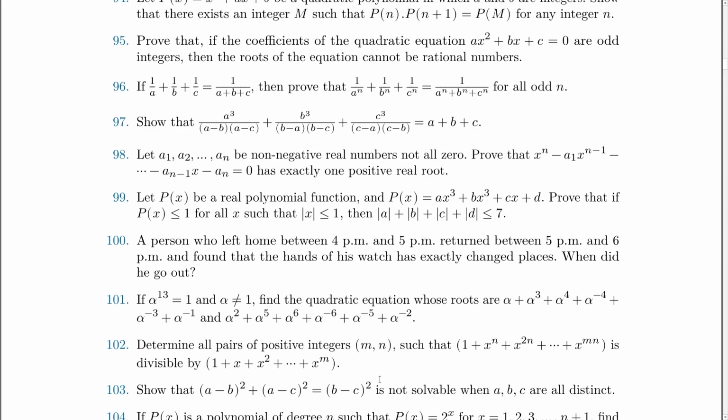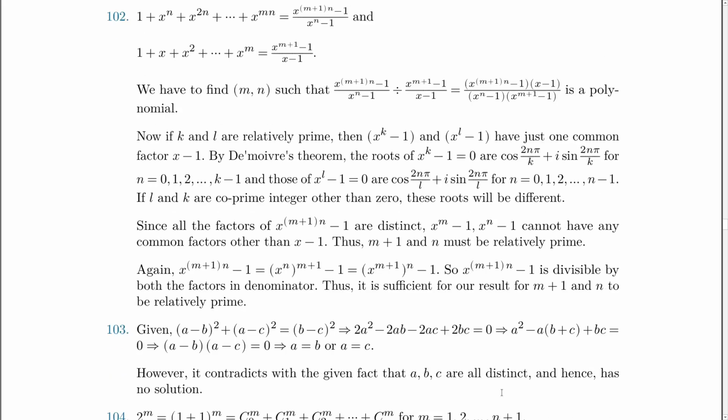Question 103. Show that (a-b)^2 + (a-c)^2 = (b-c)^2 is not solvable when a, b, c are all distinct. So we write the equation and square the values and we solve, we get the equation (a-b)(a-c) = 0, which simply implies a is equal to b or a is equal to c, and therefore a, b, c cannot be distinct. But it is given that a, b, c are distinct, so we have a contradiction and hence we have no solution.